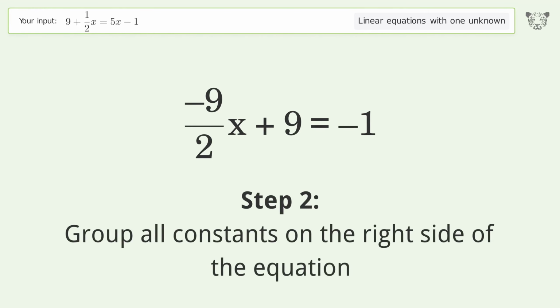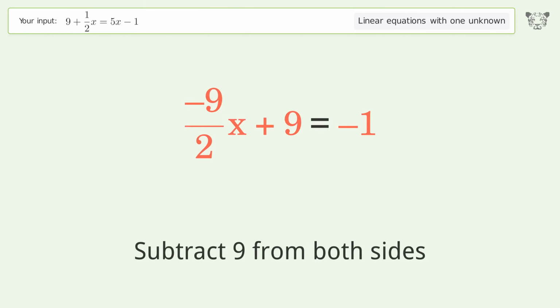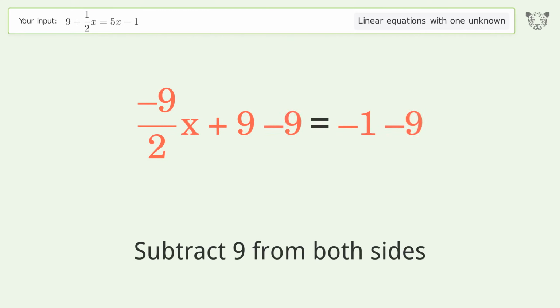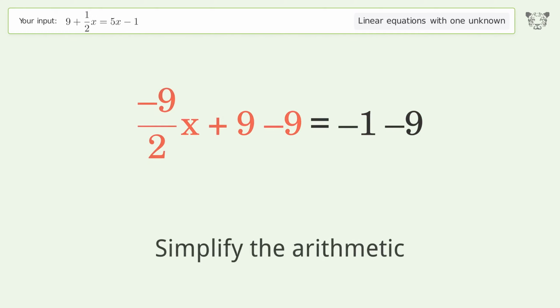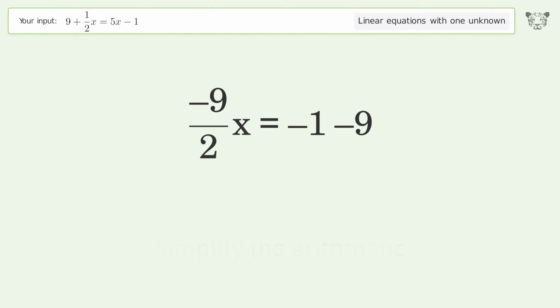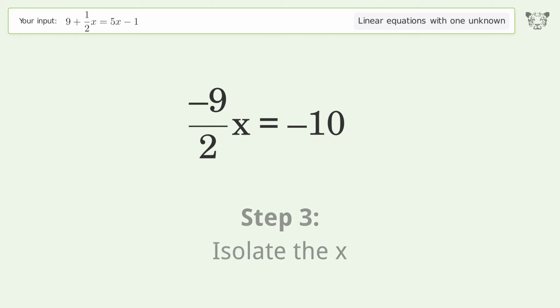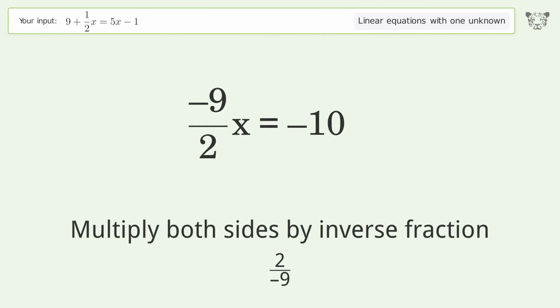Group all constants on the right side of the equation. Subtract 9 from both sides. Simplify the arithmetic. Isolate the x. Multiply both sides by inverse fraction 2/9.